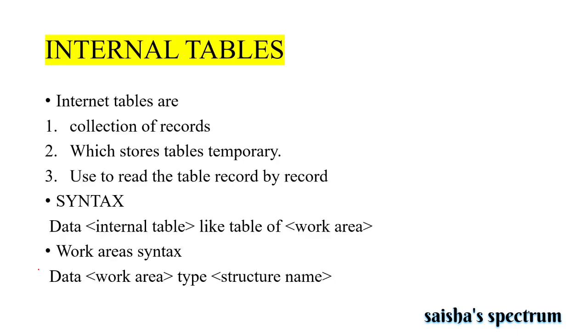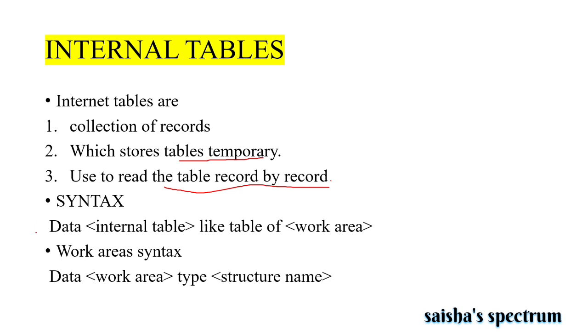So basically, internal tables are the collection of records which stores the data temporarily. In the internal table, data is stored temporarily and it is used to read the tables in a record by record process. It reads the data record by record.